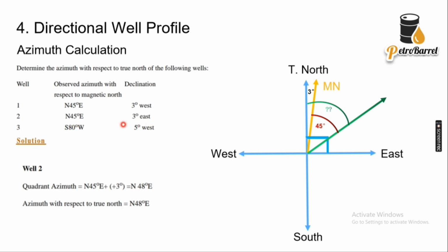Simply we will draw the line related to the magnetic north, which is the yellow line. We pull an angle in the direction of east by 3 degrees. Then we build an angle of 45 from the starting point of the magnetic north, and draw another line. But we want the azimuth angle with respect to the true north, so simply we add 3 degrees to 45, which is 48.